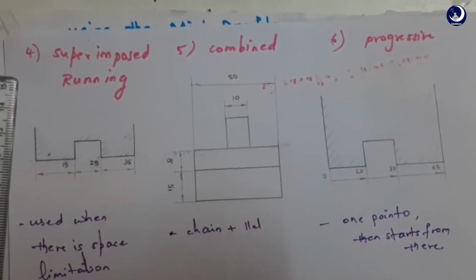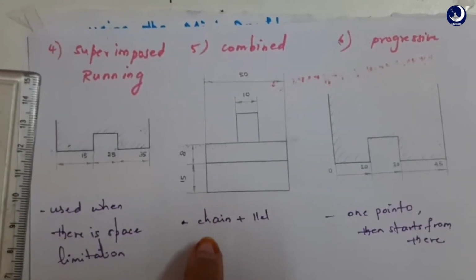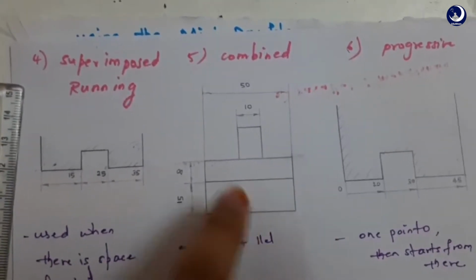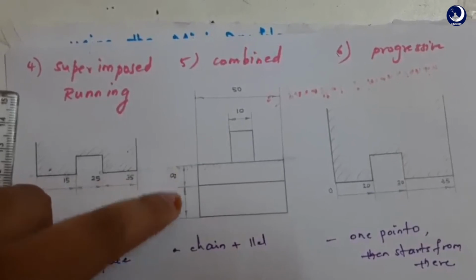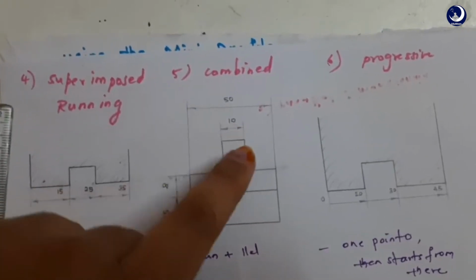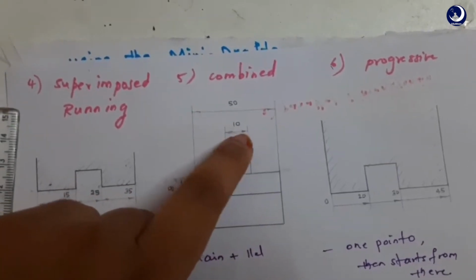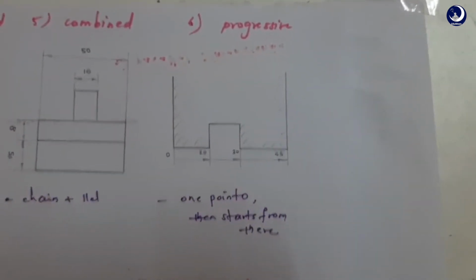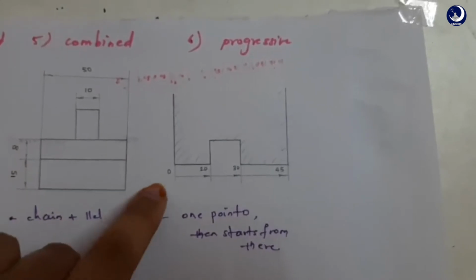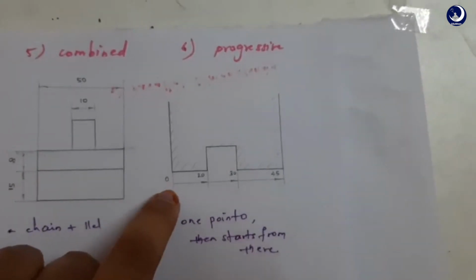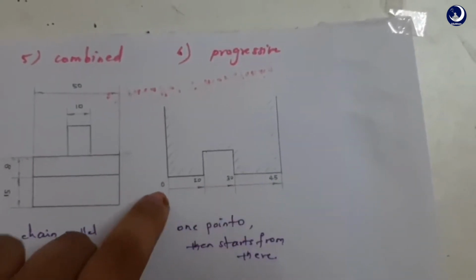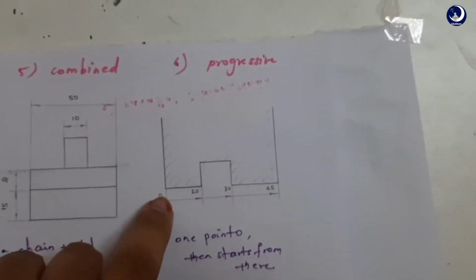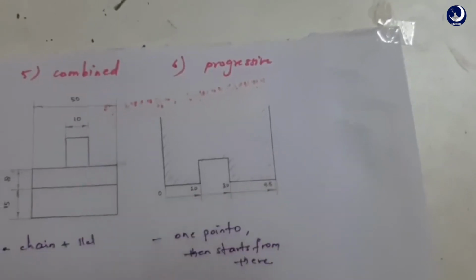Next we have combined dimensioning. It is the combination of chain dimensioning and parallel dimensioning. As you can see in the figure, here it is chain dimensioning and this is parallel dimensioning. These two dimensions are parallel to each other. Next we have progressive dimensioning. Here we use a point, that is 0, and from here we dimension, that is 0 to 20, 0 to here it is 30, 0 to this point it is 45.